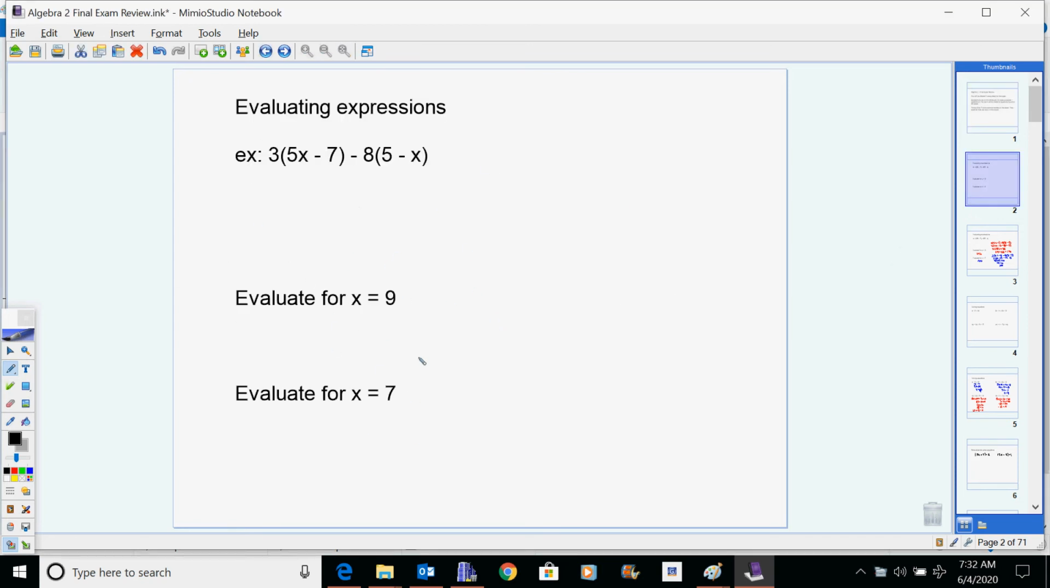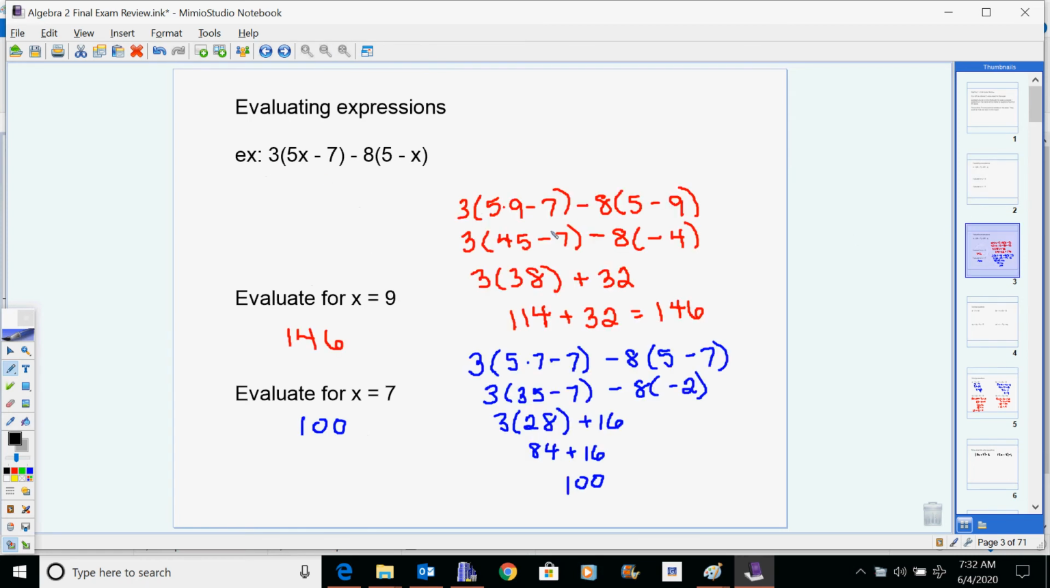This goes way, way back. You're just plugging the number into the place and solving the problem. It's an order of operations question. So the 9, for this case, you plug in the 9. You do what's in the parentheses first, and multiplication and division come before addition and subtraction. And then you finish off by just completely solving it.